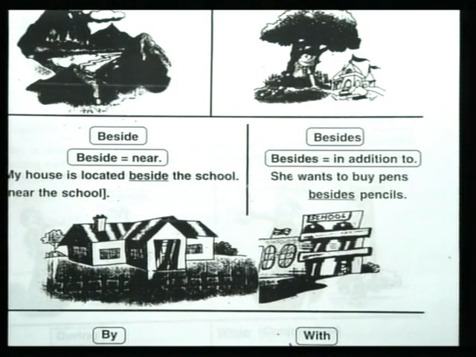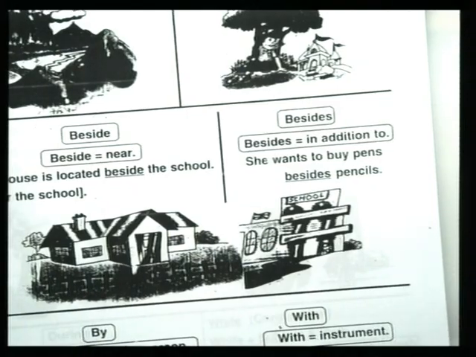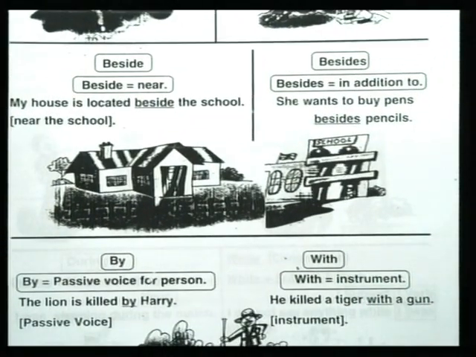So she wants to buy pens besides pencils. Children always say, Mama, besides Cheetos, I also want to buy some Kurkure. Can you help me? We obviously have to say yes.